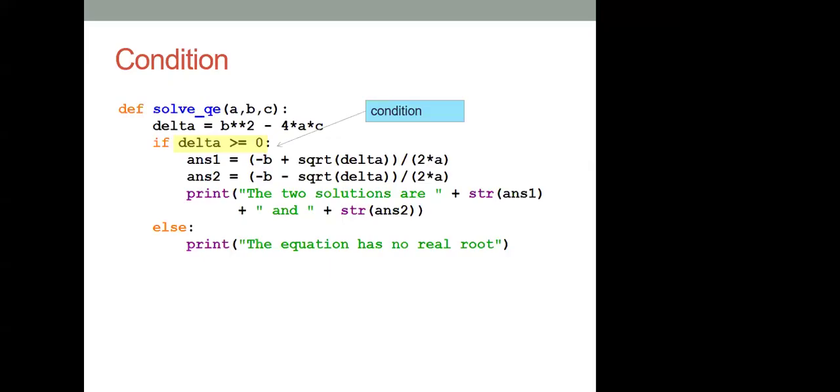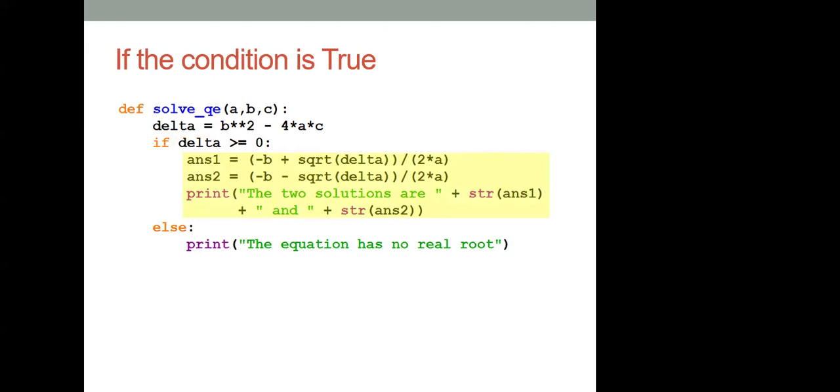Okay, what if the condition is true? Condition is true meaning delta is larger than 0, right? So you be good and compute the numbers. Okay, this is like a normal running of the code. So you compute the number and just proceed as normal.